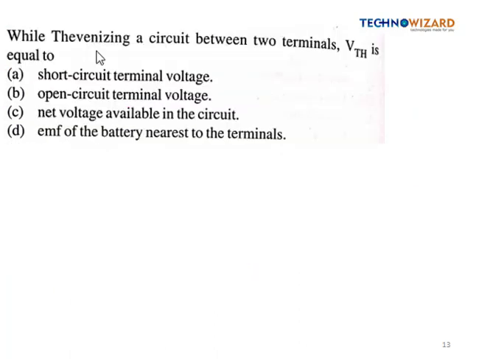So next question is, while Theveninizing a circuit between the two terminals, VTH is equal to short circuit terminal voltage. If we short circuit, the voltage across the short circuit is 0. So this option is wrong. So VTH is nothing but open circuit terminal voltage. So option A is correct, right? So we basically remove or open circuit the load resistance. So VTH is nothing but open circuit terminal voltage.